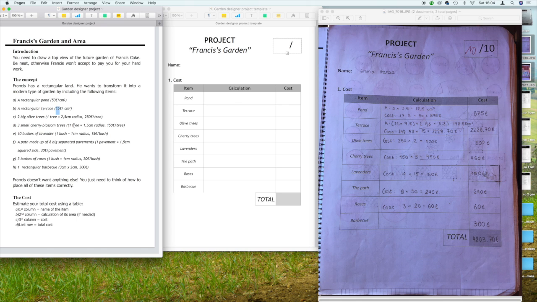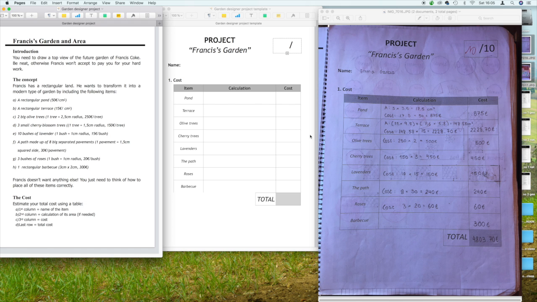Keep in mind for the trees, they're circular, so you'll need to use a compass, okay, to draw them correctly using the correct radius, okay. Now, a tree occupies a certain space, so be careful where you place them. Now, what do you need to do by the end? Be careful, Francis doesn't want anything else than this list of items. So you just need to think how to place all these items correctly.